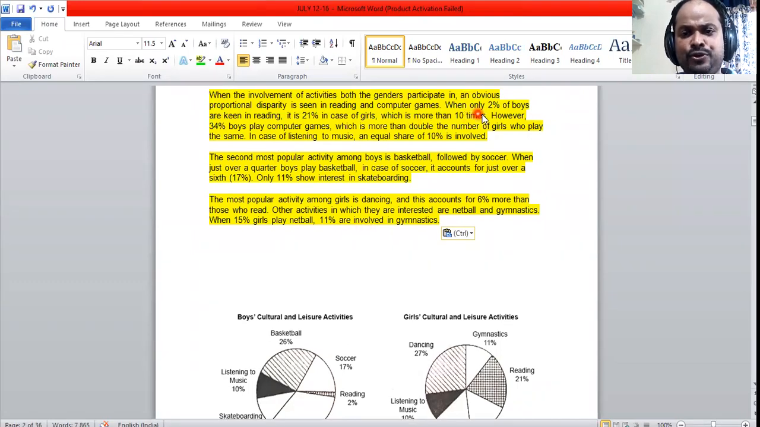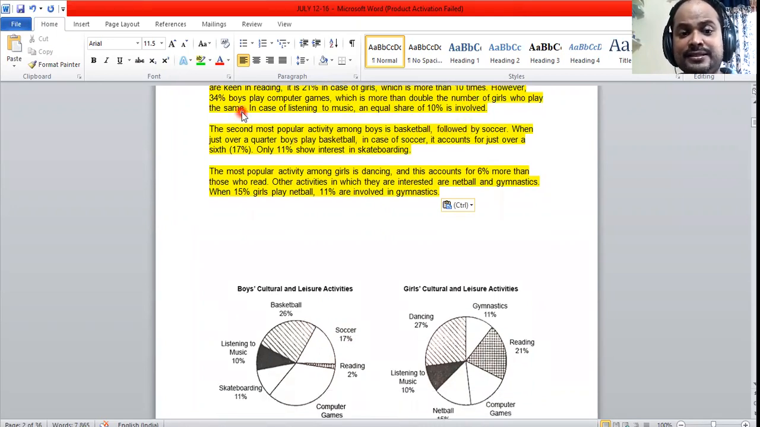It says that only 2% of boys are keen on reading, while it's 21% in the case of girls, which is more than 10 times. 2 into 10 is 20, 20 plus 1 is 21. It's more than 10 times.